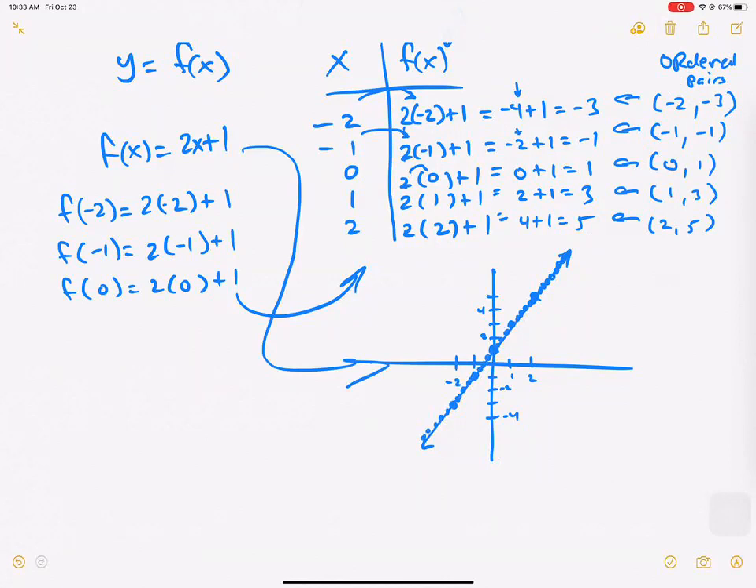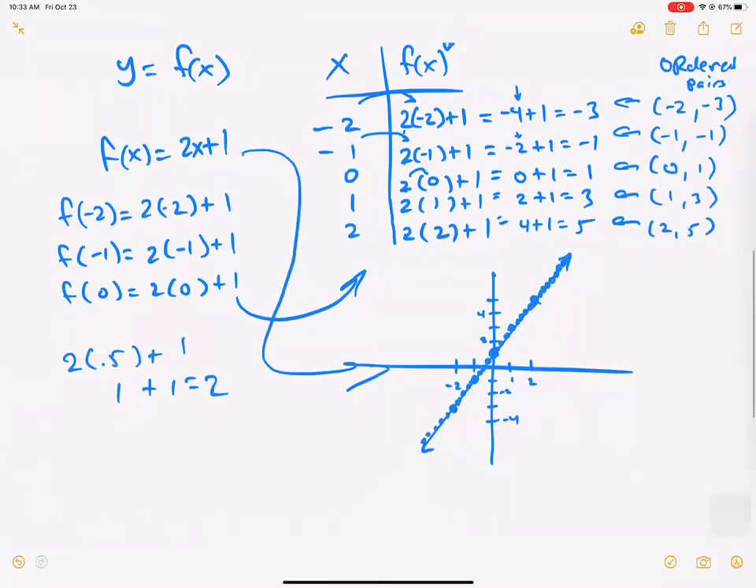So if I plug in 0.5, 2 times 0.5 plus 1, what's 50 cents times 2? That's 1. 1 plus 1 is 2. And I can't zoom in, but at 0.5, we're at 2.